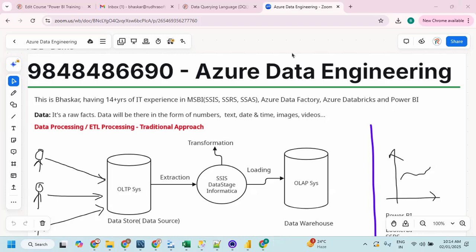Yeah. So this is Bhaskar. I have 14 plus years of IT experience. Can you please make it mute?